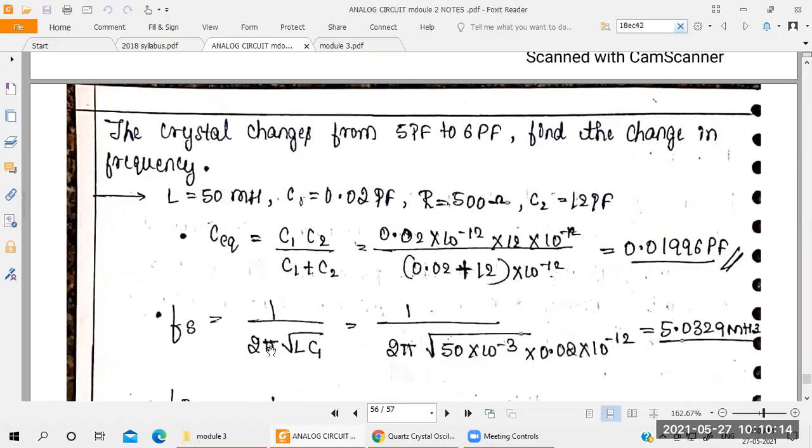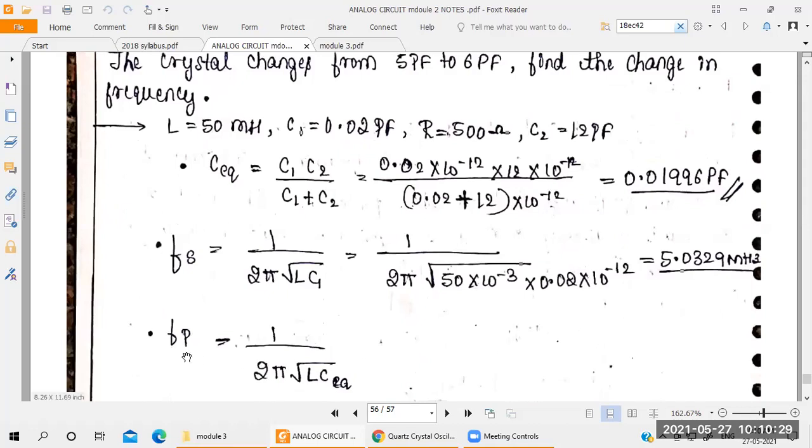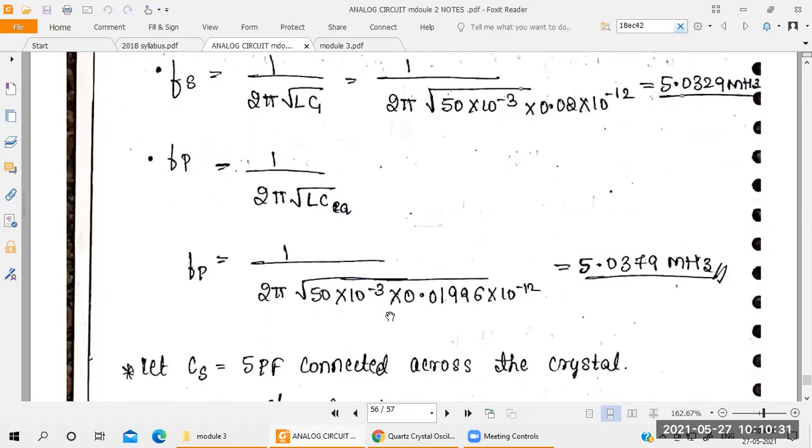For Fs, take 1 divided by 2 pi square root of L C1. C1 is 0.02. Substitute here, we get the Fs value as 5.032 megahertz. Do the same for Fp. You know the C equivalent, so substitute here. Fp is now 5.0379 megahertz. Almost these are equal.